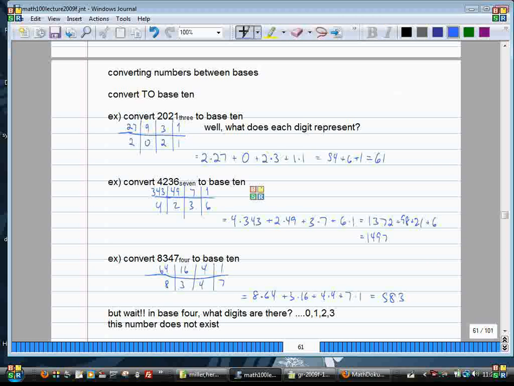In base 4, those are always the place values: 1, 4, 16, 64, 256, 1024. We go on. Those are all the place values. Okay. All right.